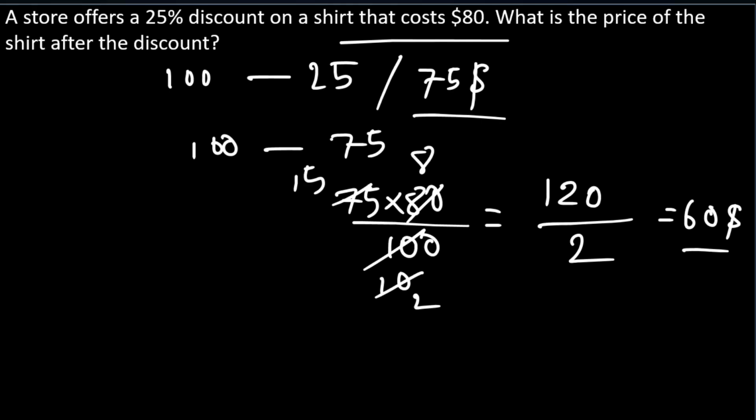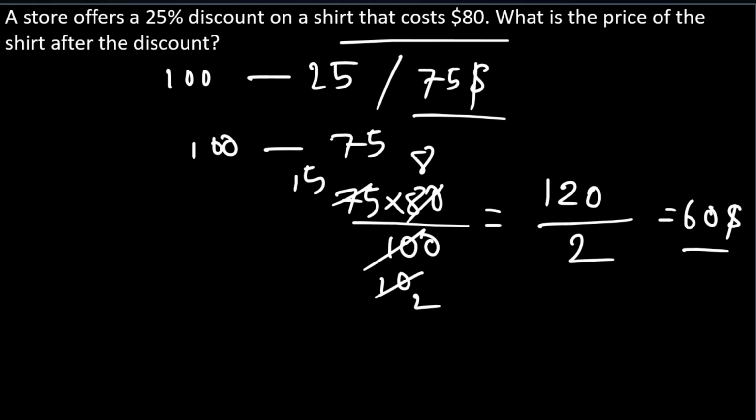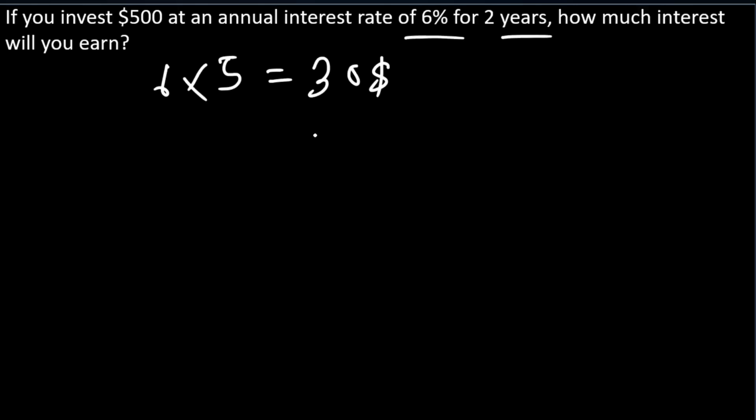Now come to another problem. If you invest $500 at an annual interest rate of 6% for 2 years, how much interest will you earn? So it's 6% for 2 years. So we will earn 6 times 5 equals $30. So $30 we will earn for 1 year at 6%. It's annual interest, sorry. So for 2 years we will earn $60.